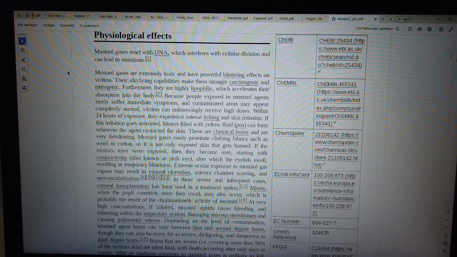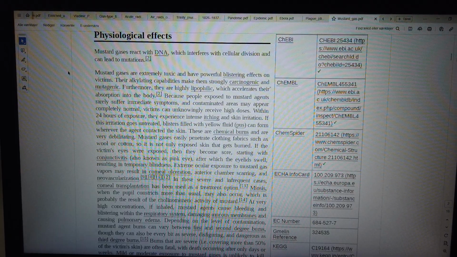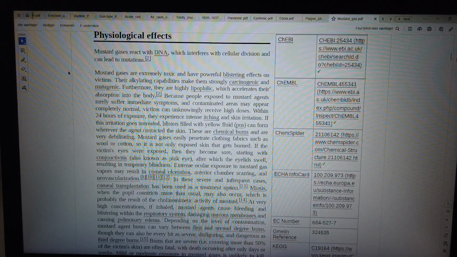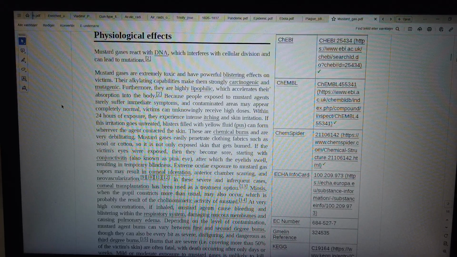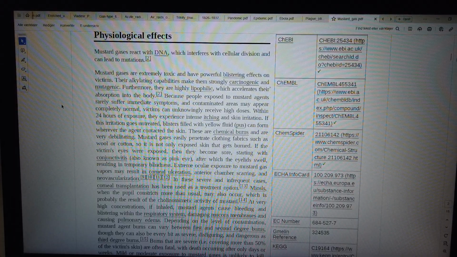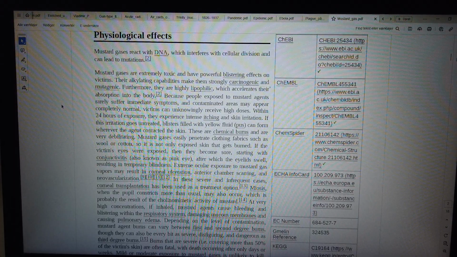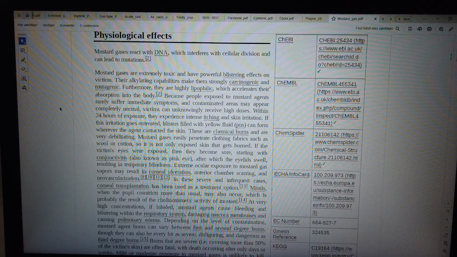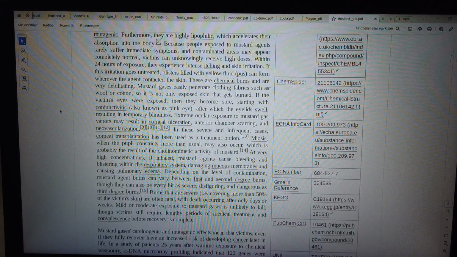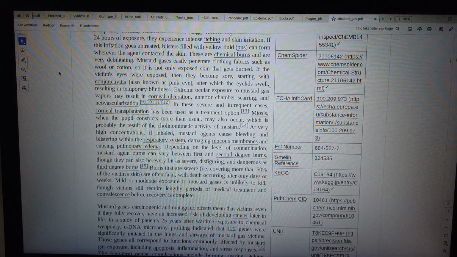Because people exposed to mustard agents rarely suffer immediate symptoms, and contaminated areas may appear completely normal, victims can unknowingly receive high doses. Within 24 hours of exposure, they experience intense itching and skin irritation. If this irritation goes untreated, blisters filled with yellow fluid, pus, can form wherever the agent contacted the skin. These are chemical burns and are very debilitating.